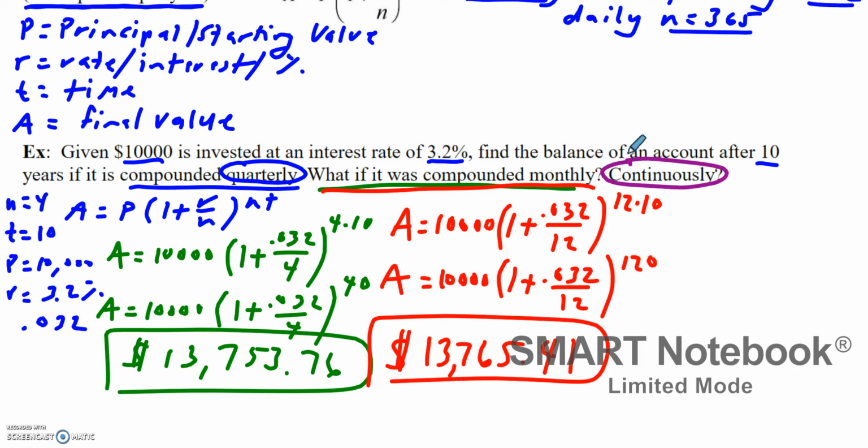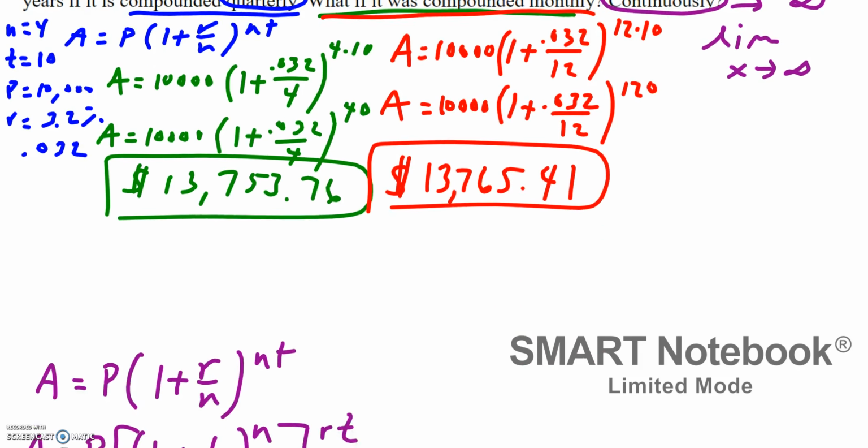What continuously really means is, what if we kept putting money in forever? Which really means, what if we kept putting money in infinitely? So that reminds me of what we talked about in the last video, the limit as x goes to infinity. So what I'd like to do is bring your attention down here for a second.